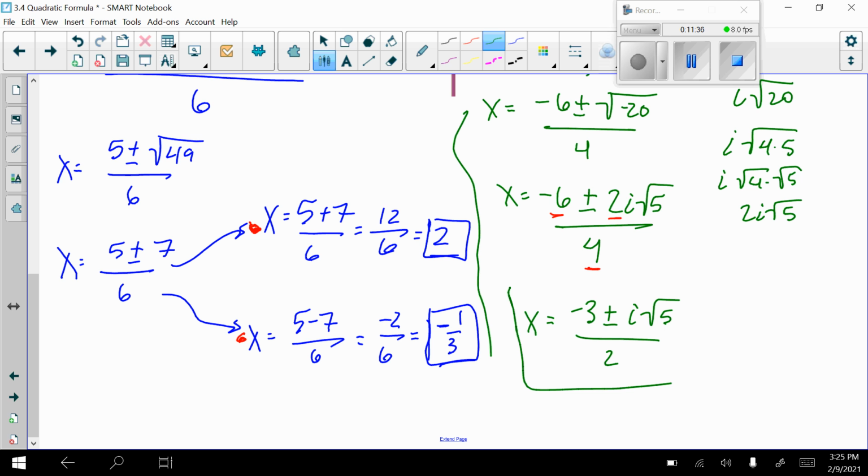And now I'm all done. There's no more simplifying that I can do. I'm not going to go figure out what these numbers are because it's an ugly decimal. So when it looks a little bit more ugly, I can just leave it exactly like that. Okay? And that's going to do it.